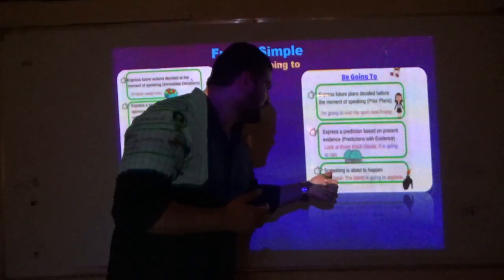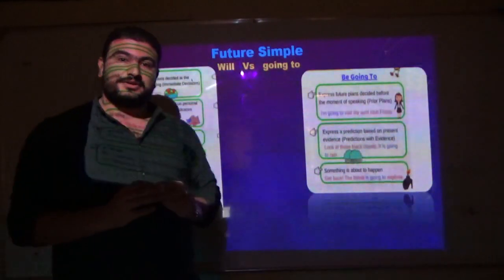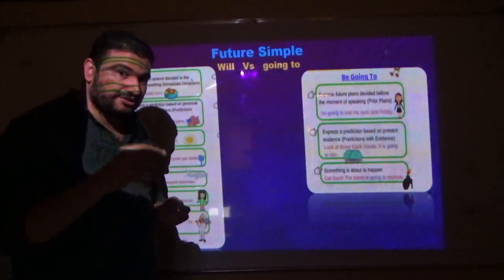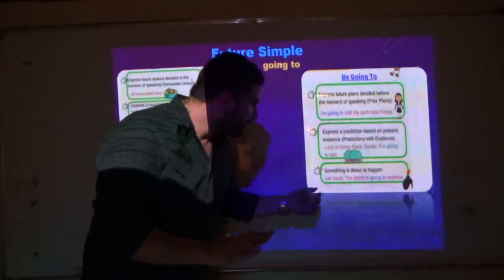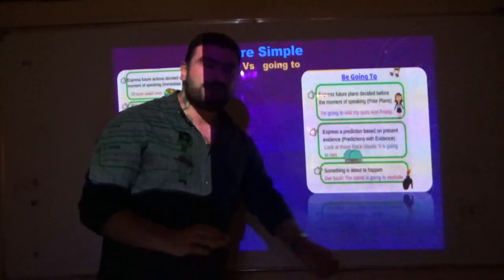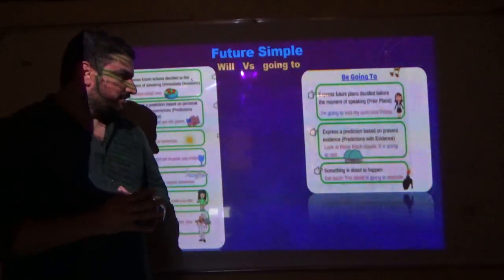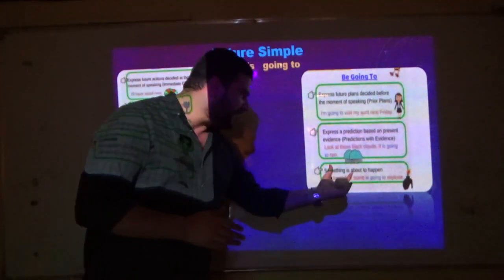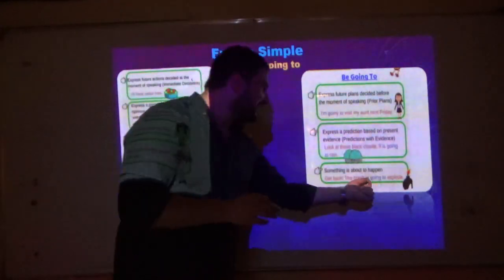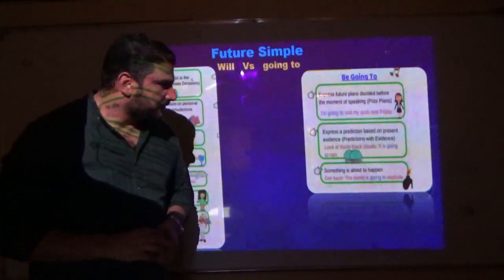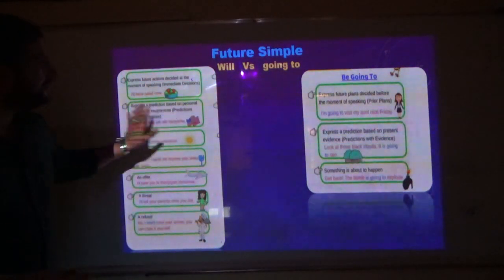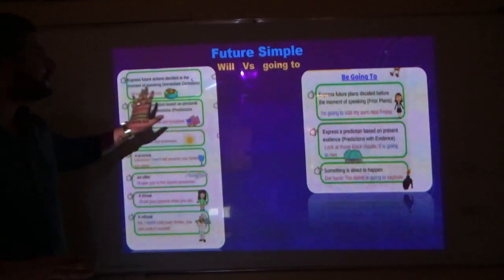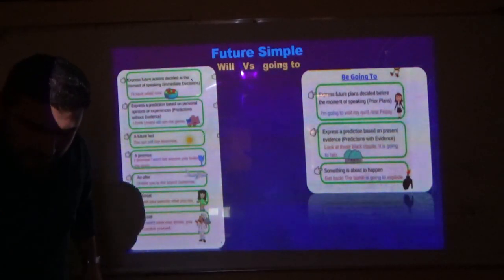So this is the evidence. Something is about to happen. It will happen very soon. Like saying, get back. The bomb is going to explode. Look at this. So it's a warning here. Get back. So it's about to happen. So we use is going to. The bomb is going to explode. So here we finished the difference between will and going to concerning the usage. Let's move on.